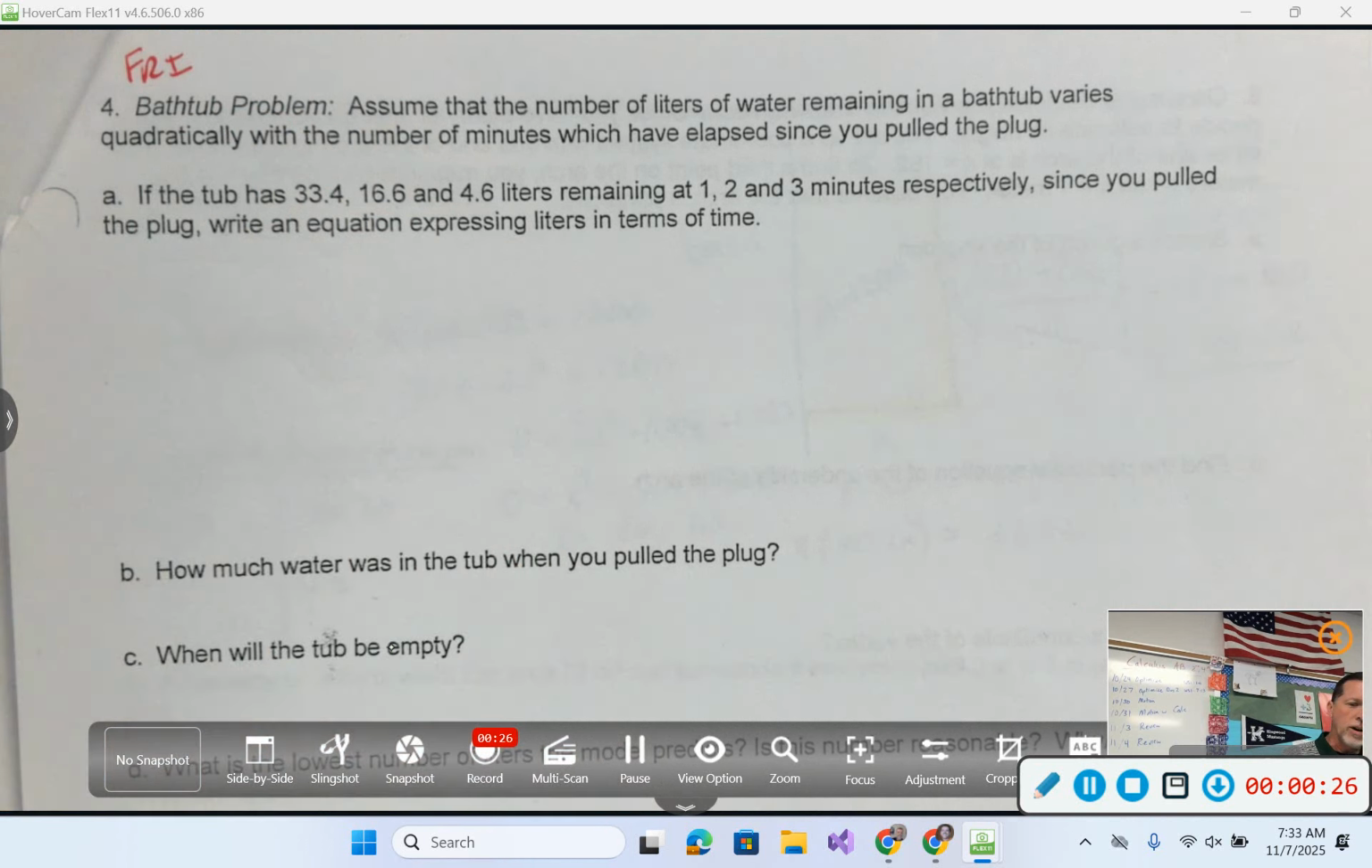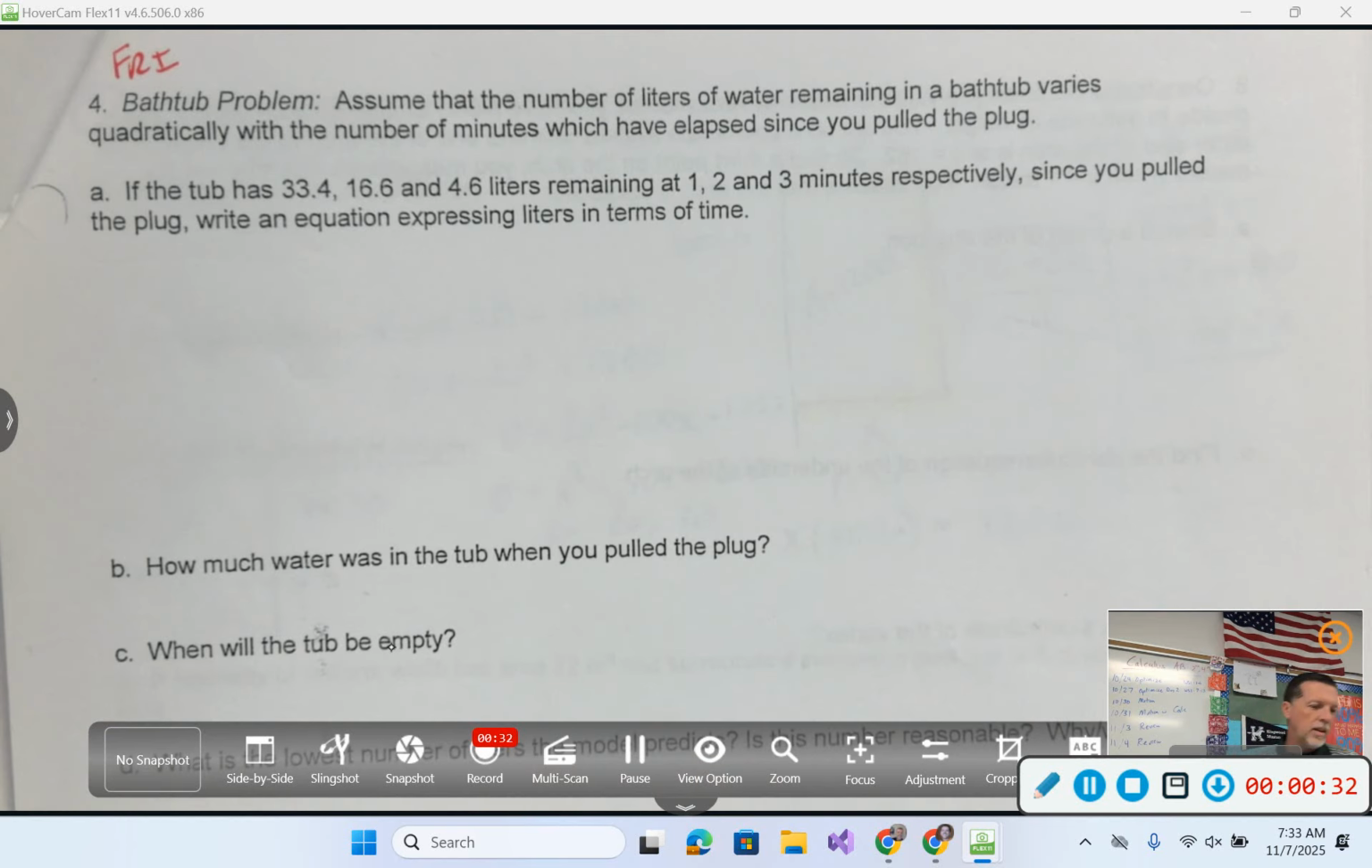So we're on number 4. And today we're going to do 4, 6, and 8, and that will basically complete the packet. Or not the packet, but at least this worksheet.